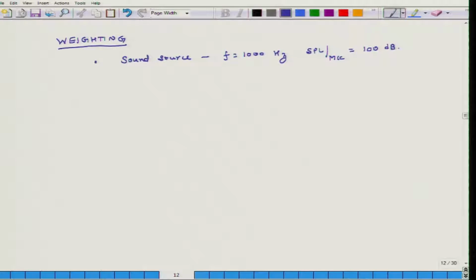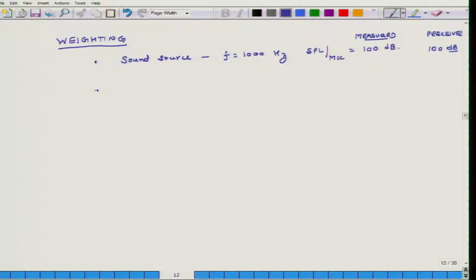So, this is the first case. We are measuring it in dB through a microphone, and then we are also asking a listener to listen to it, and we tell him that this sound which you are hearing at 1000 hertz is at a 100 decibel level. So, this is measured and this is perceived. It is perceived at 100 dB.